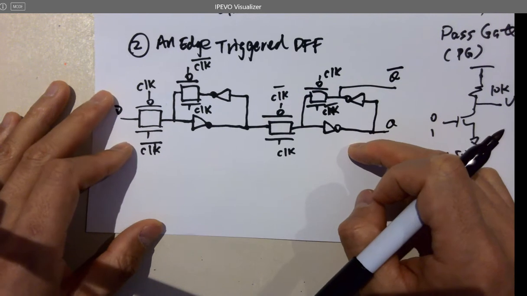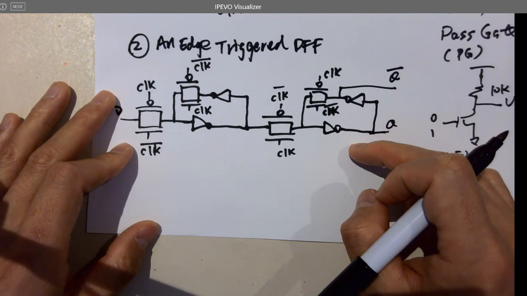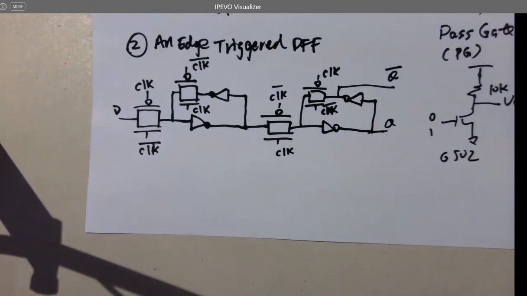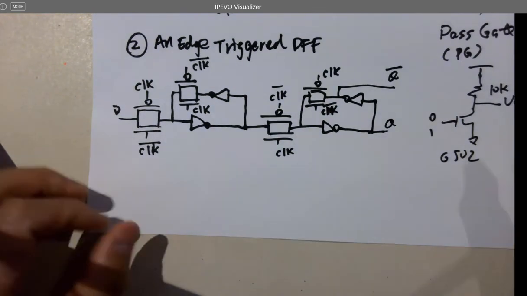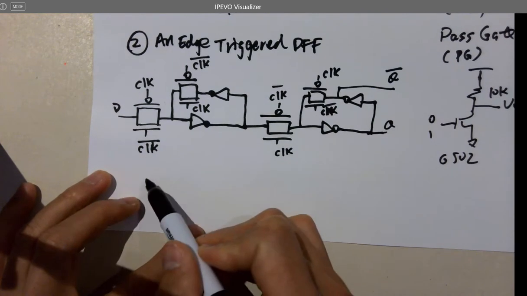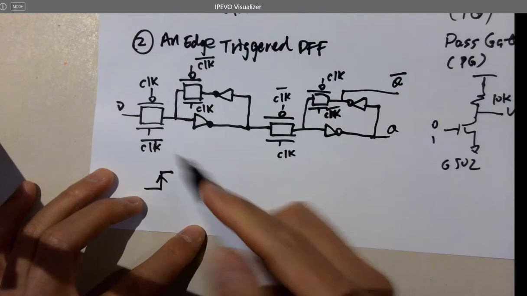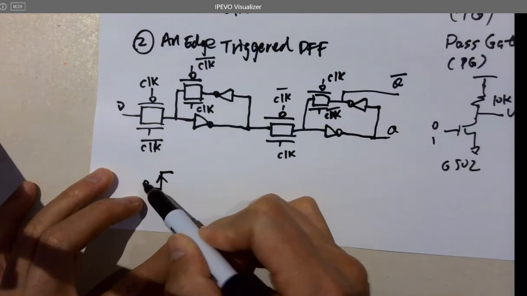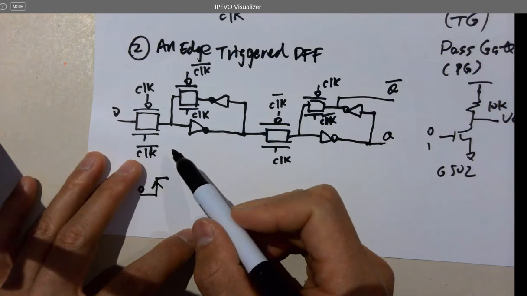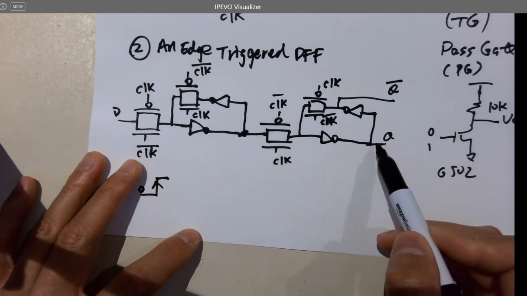And now, let me know if this is a rising edge trigger or a falling edge trigger, or a level trigger, and why. So when clock, for example, let's see if this is rising edge triggered, right? If there's a rising edge, before the rising edge it's a logic 0, right? So logic 0 will turn this off. So there's no connection from here to here.